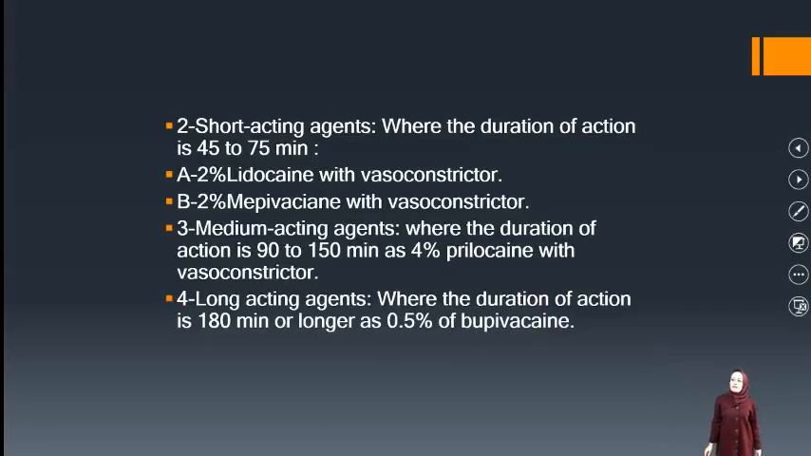Number 2, short-acting agents where the duration of action is 45 to 75 minutes: A. 2% lidocaine with vasoconstrictor, B. 2% bupivacaine with vasoconstrictor. Number 3, medium-acting agents where the duration of action is 90 to 150 minutes, such as 4% prilocaine with vasoconstrictor. Number 4, long-acting agents where the duration of action is 180 minutes or longer, such as 0.5% bupivacaine.